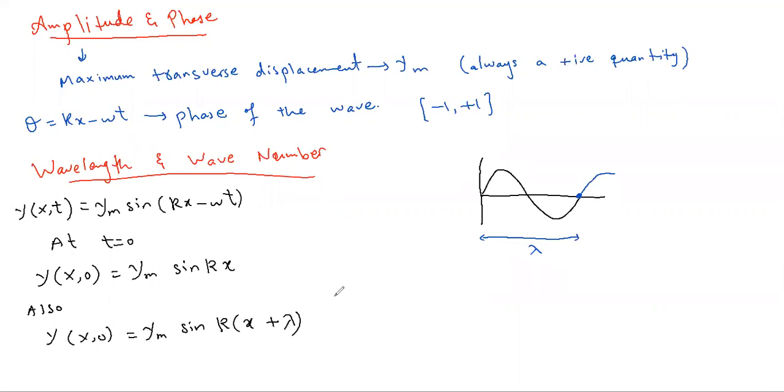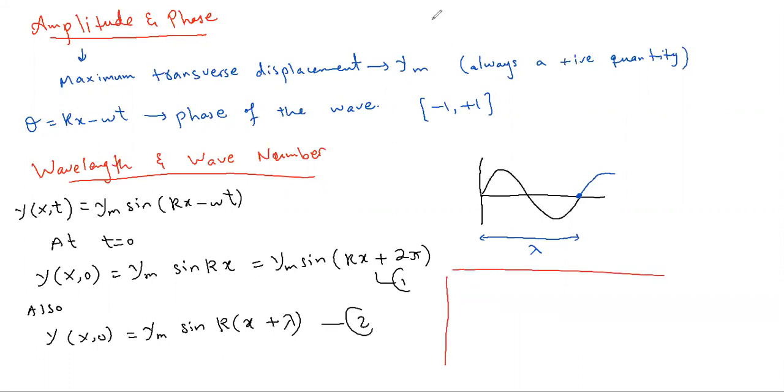So I can equate both of these equations. There won't be any change if I write this equation as sine of kx plus 2 pi, because this is a complete oscillation after which the wave is going to repeat itself. So let's compare equation number one and equation number two. Let me do this over here so we can finish this on the same slide. So this will be kx plus 2 pi.